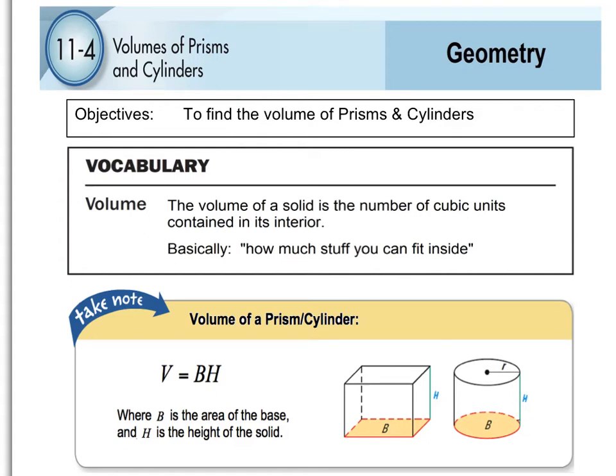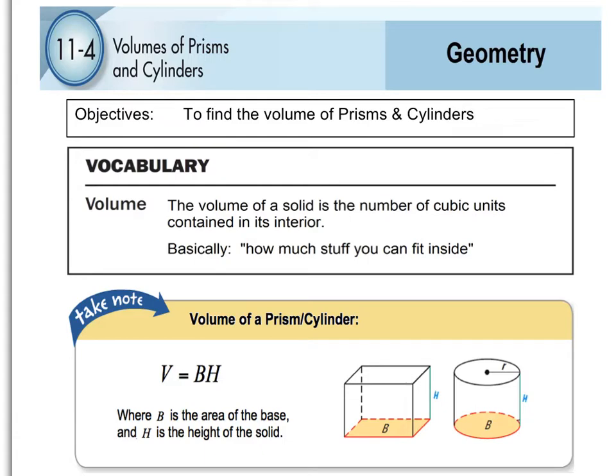This is the introduction to section 11.4, part 1, and in 11.4 we're going to be finding the volume of prisms and cylinders. So now we've found surface area, lateral area, now we're going to find volume. Essentially, when you're finding volume, you're finding how much stuff can I fit inside the shape. We found out how much is around the surface, around the outside. Now I want to know how much we can fit inside.